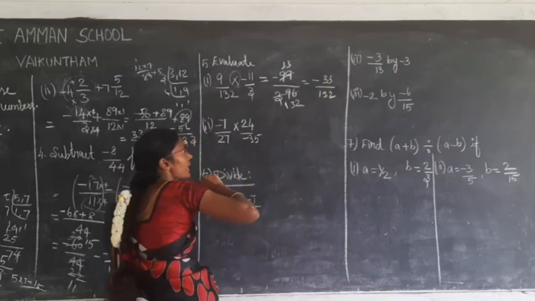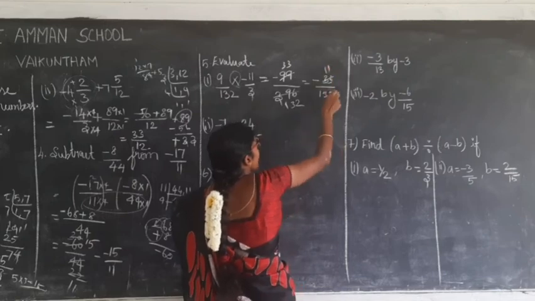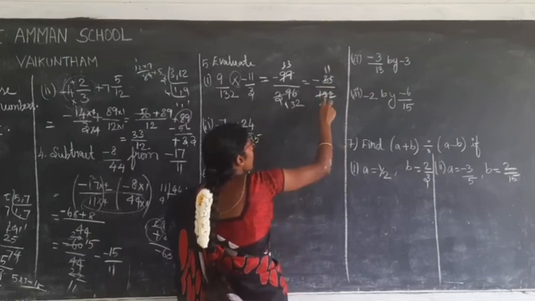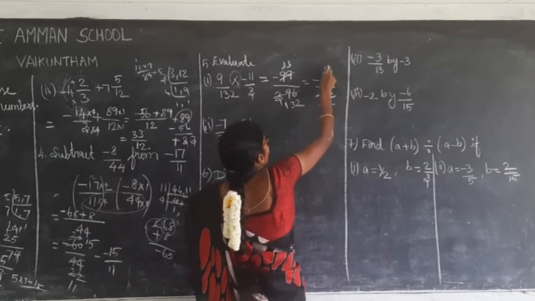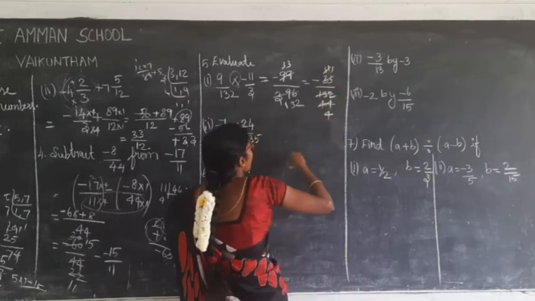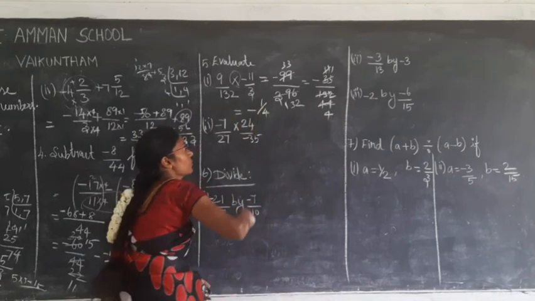So you can also divide further by 11. 1 3 is 3, 1 3 is 3. So 4 3s are 12. Remainder 1, 4 3s are 12. So 1 11 is 11, 4 11s are 44. So the answer is minus 1 by 4.